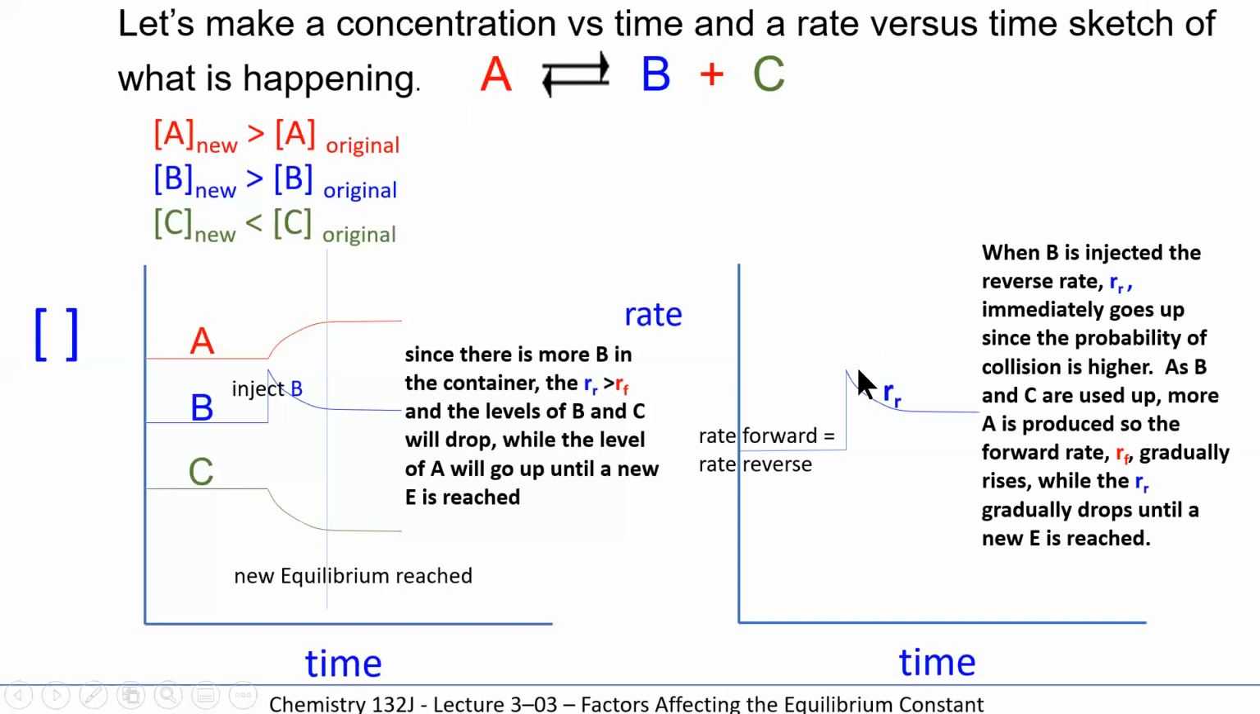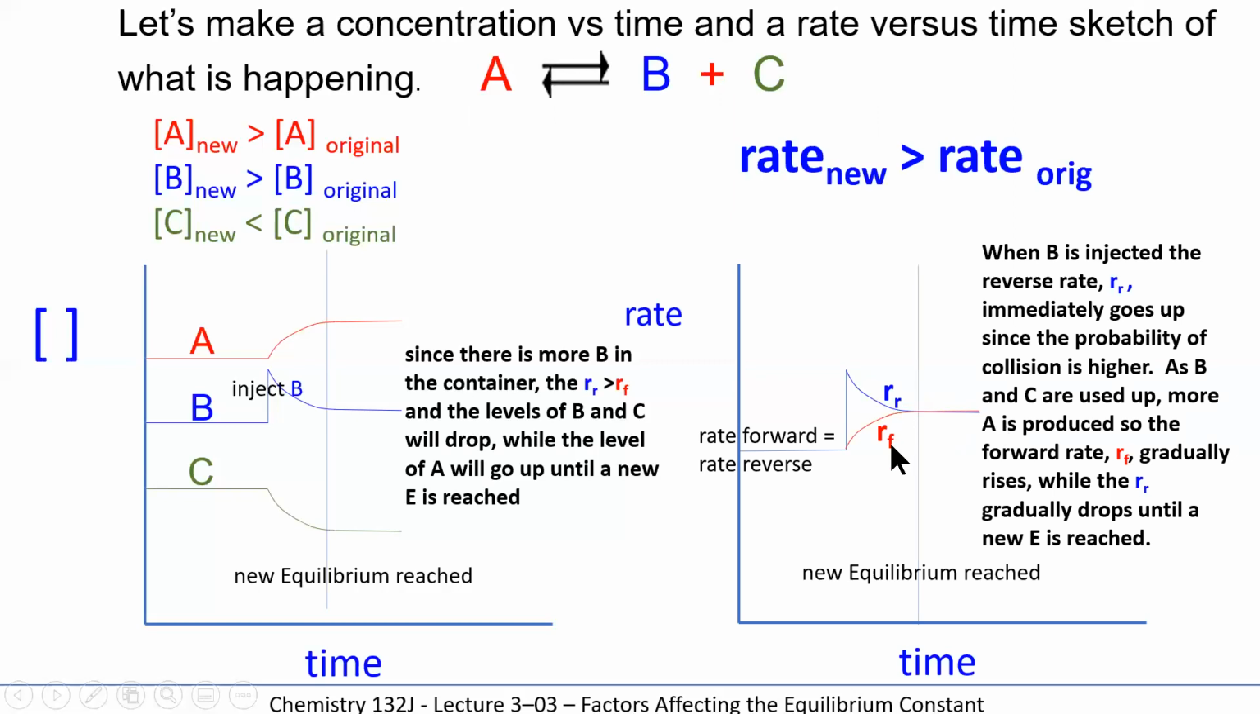But that rate will start to decline. And as the reverse rate declines, the forward rate will start to increase until a new equilibrium is established. So at this point here, that would equal this point on this graph. The new equilibrium is established. So the forward rate and the reverse rate are now equal.